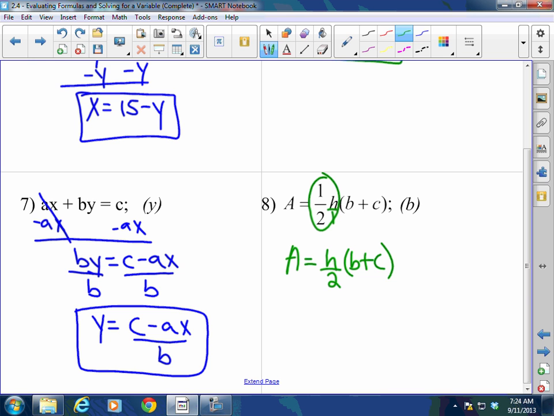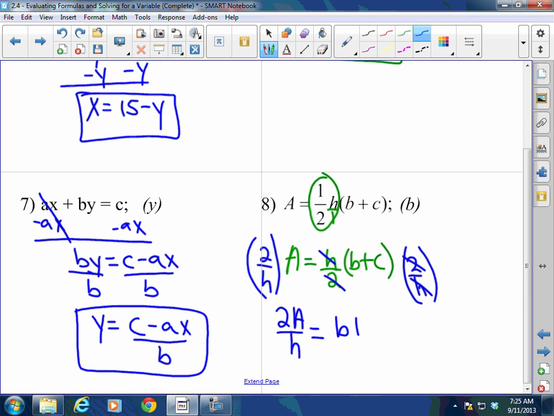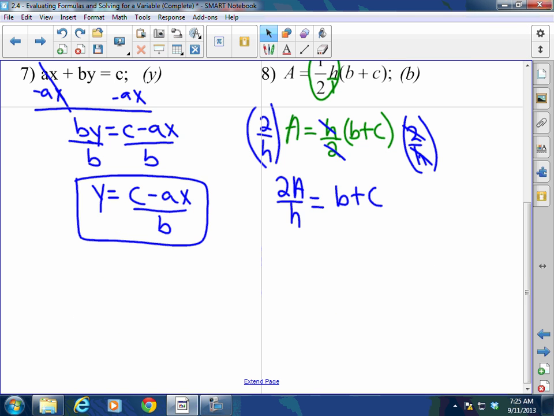I want to get rid of that h over 2, guys. I can distribute it, but that's going to be a mission. That's going to take a long time. A better way to get rid of a fraction is by multiplying by the reciprocal. So I'm going to multiply 2 over h to both sides. 2's get canceled, the h's get canceled, and I have 2a over h equals b plus c, and now they are released from prison and they can move freely. I am solving for b, so since I'm solving for b, I have to get rid of that positive c.